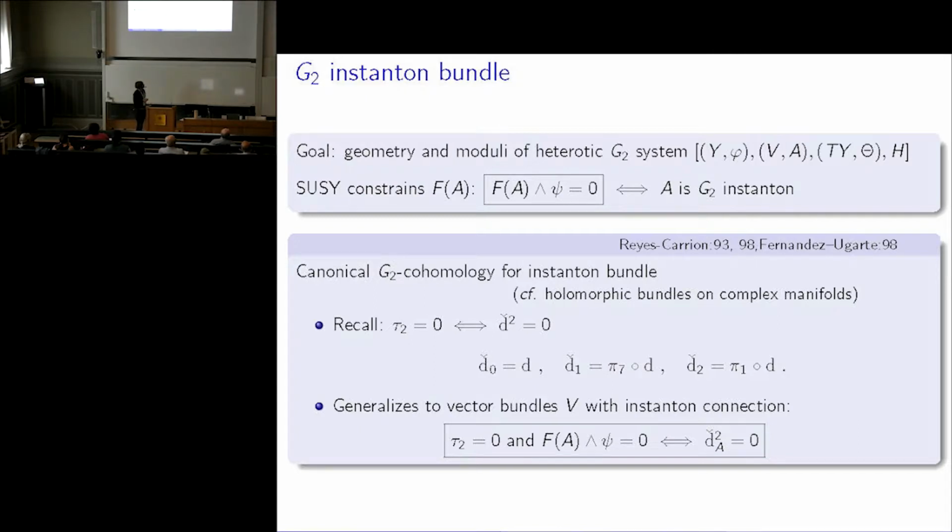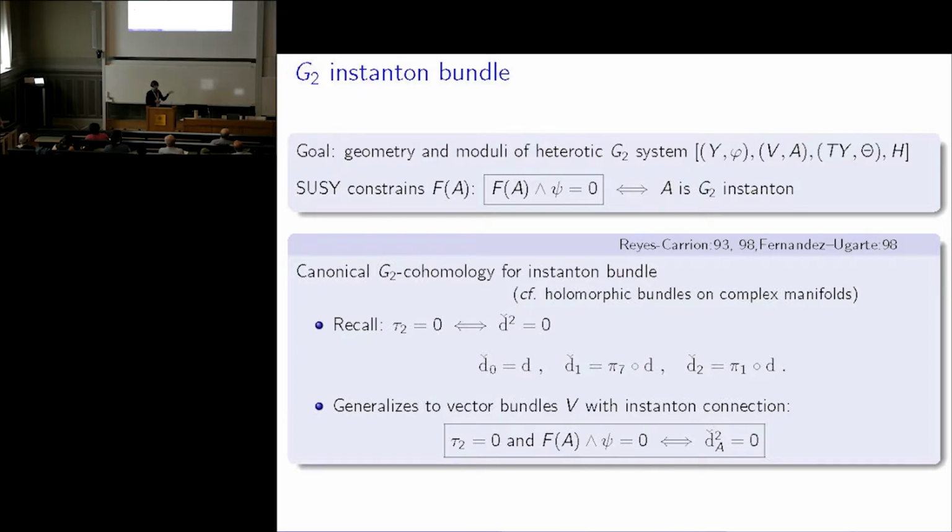So now we have talked about the geometry, and we also need to talk about the bundle in order to describe the heterotic system. The bundle has to satisfy the constraint that when we contract the curvature with 2 gamma matrices, it should vanish. This translates into the constraint that the curvature of the connection should wedge to 0 with the co-associative 4-form psi. This is the definition of what is known as a G2 instanton, in the terminology of Donaldson and collaborators.